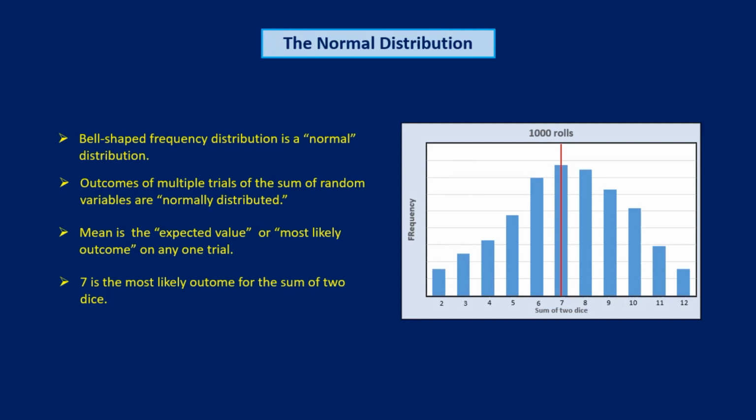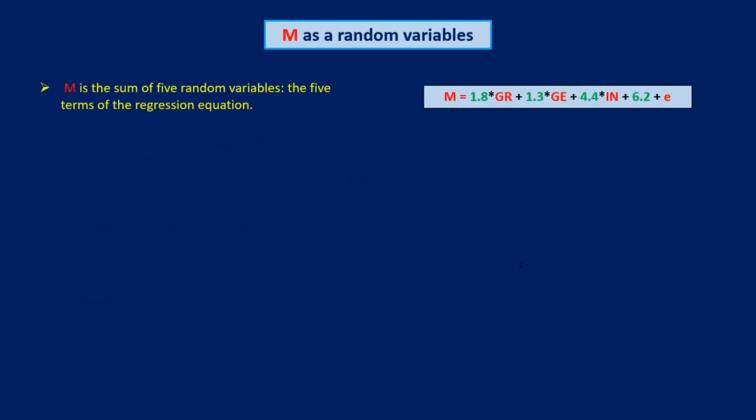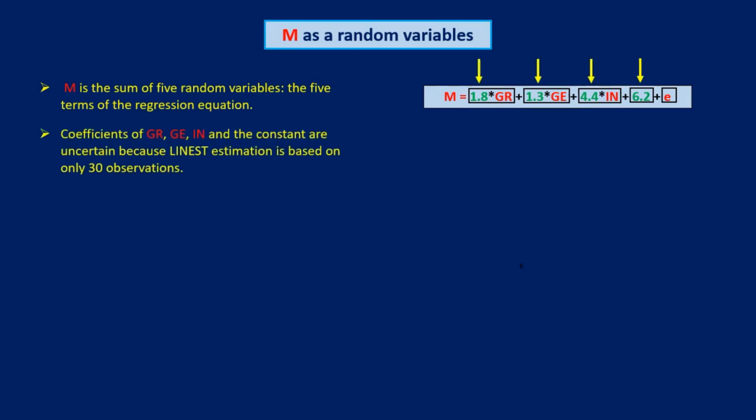So, what does all this have to do with predicting values of M for next summer's rally? A minute ago, I said we should think of M as a random variable. But actually, M is the sum of 5 random variables. These are the 5 terms in our regression equation. The first 3 terms are GR, GE, and IN, each multiplied by a coefficient. The 4th term is the constant K.